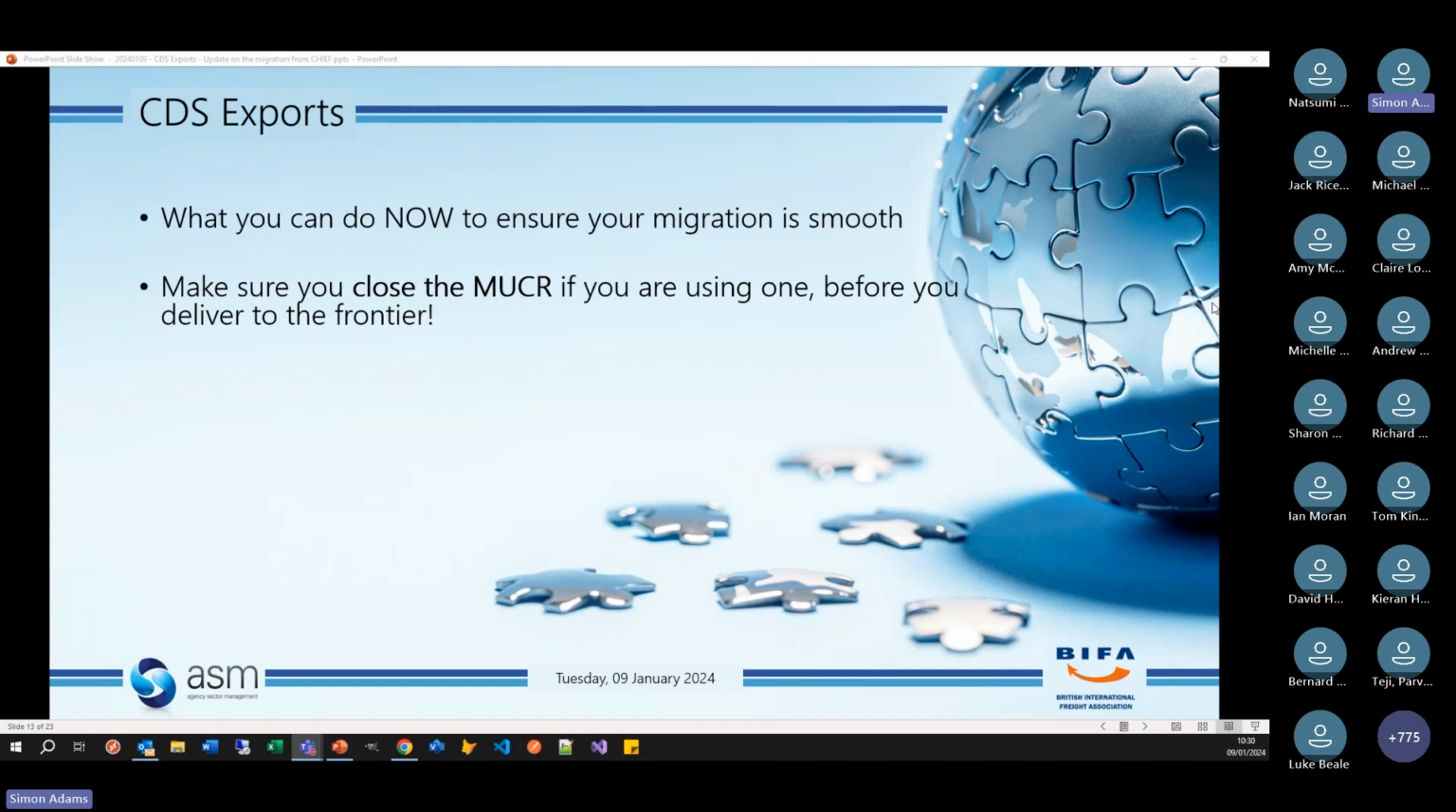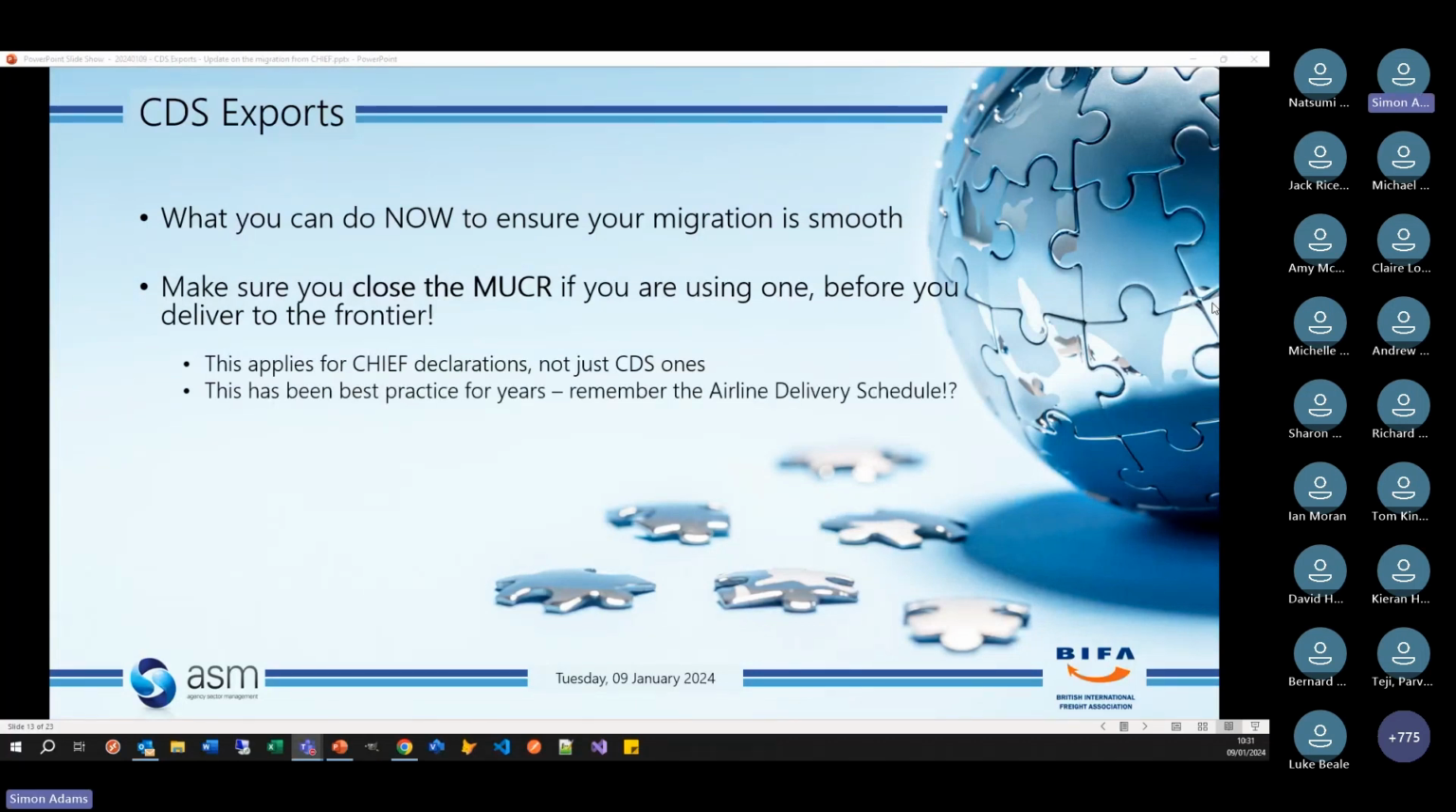The first thing, oddly, is something that should have been happening all the time. Making sure that if you do use a mucker on an export shipment, you close that mucker before you deliver to the frontier. Very important. It applies for Chief declarations now, not just once you start migrating. For every export shipment where you use a mucker, you should be closing that mucker before you deliver the goods to the frontier. It's been best practice for years.